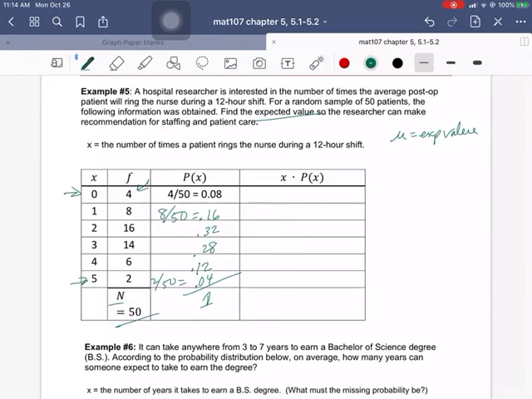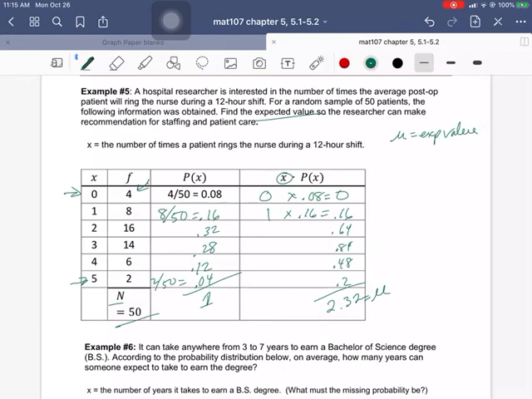And then you take your x and you multiply it by that. So this is going to give you 0 times 0.16 and so on. So this is 0.16, 0.64, 0.84, 0.48, and 0.2. And I added these up, and they do come out to 2.32 for my expected value.